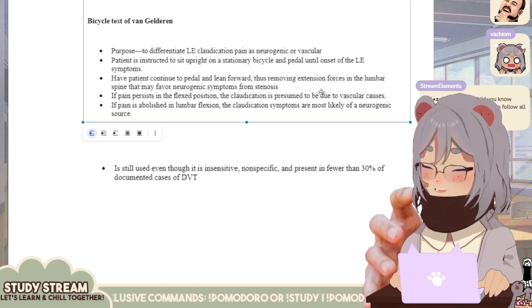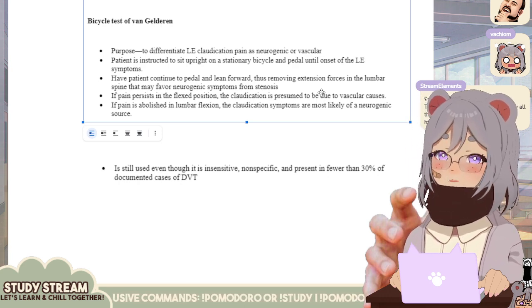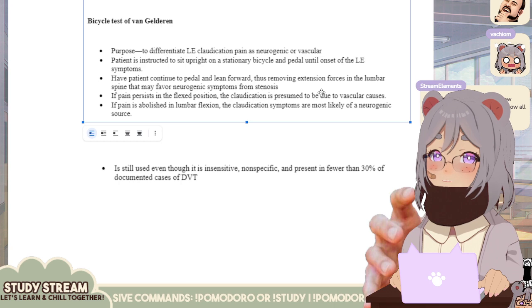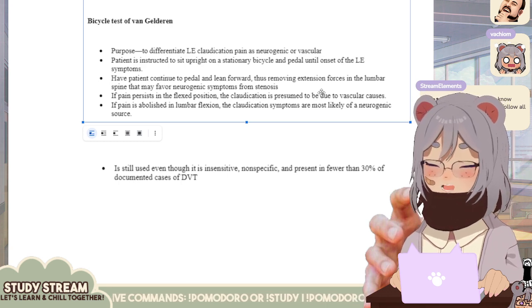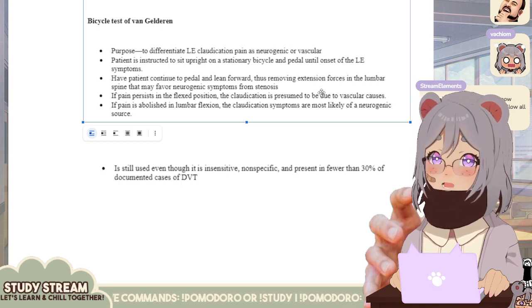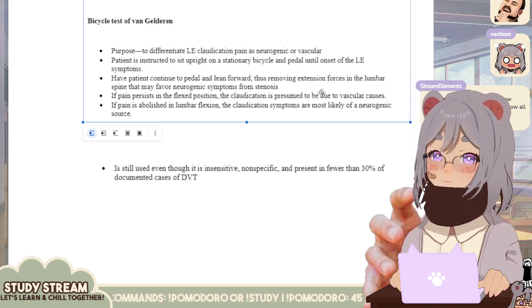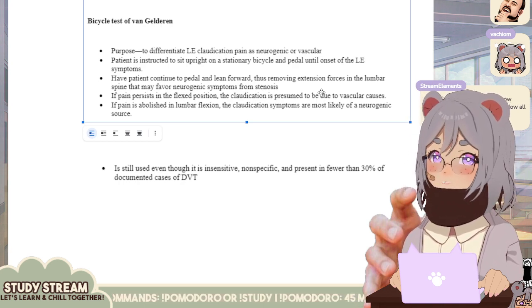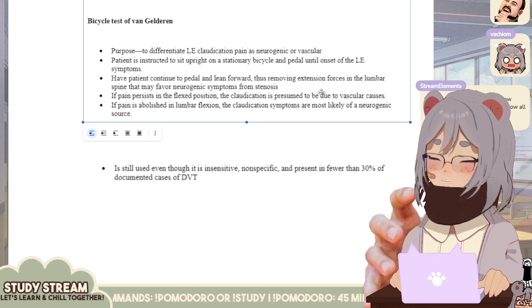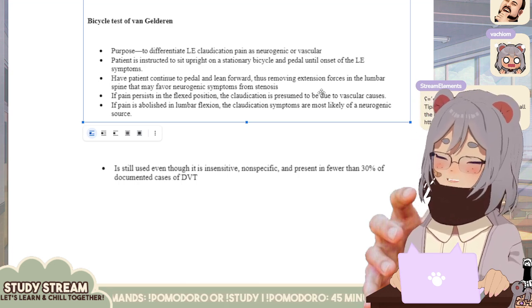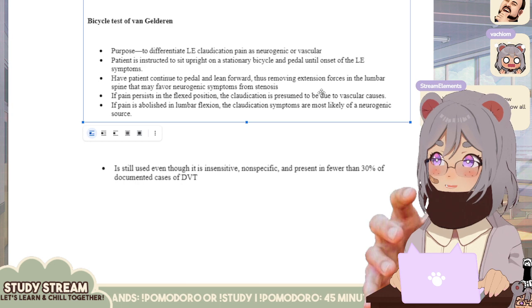So more to that, basically. If the pain persists in the flexed position, the claudication is presumed to have been of a vascular cause. But if it's abolished in lumbar flexion, it's most likely going to be a symptom from a neurogenic source. And this is really important because it gives us a better way of how to address this, how to treat this, and how to potentially refer it out.